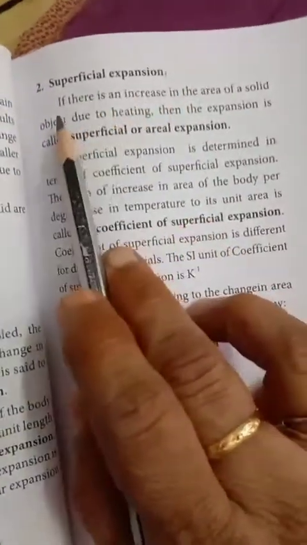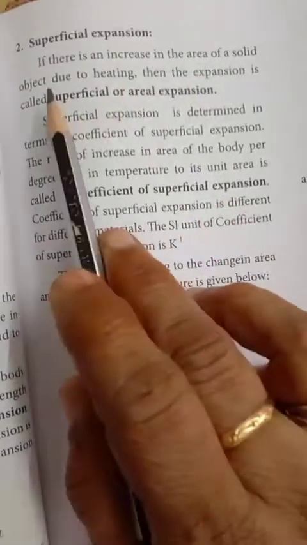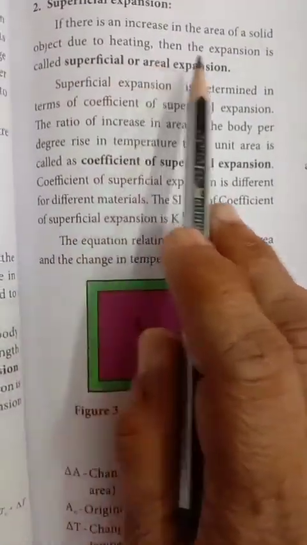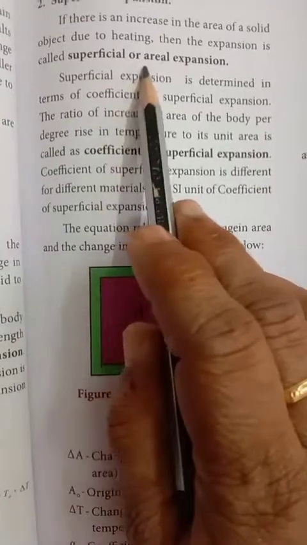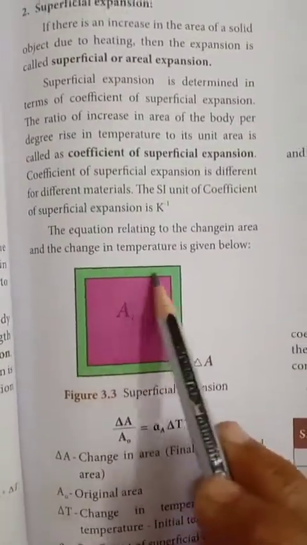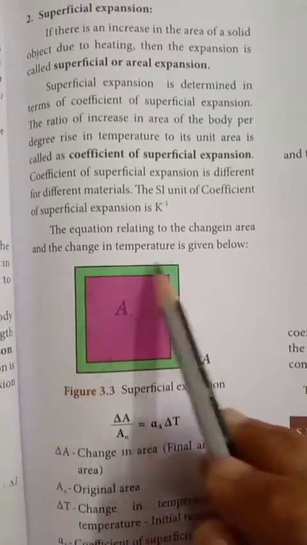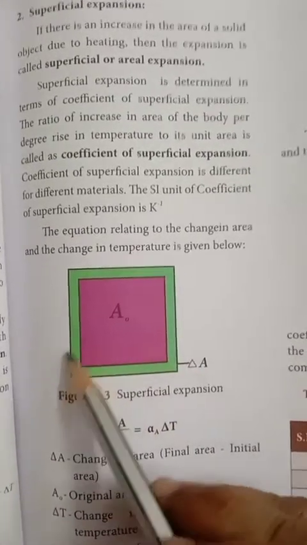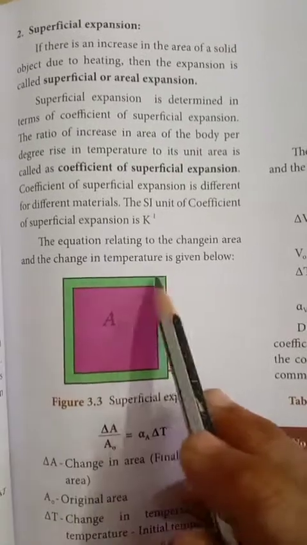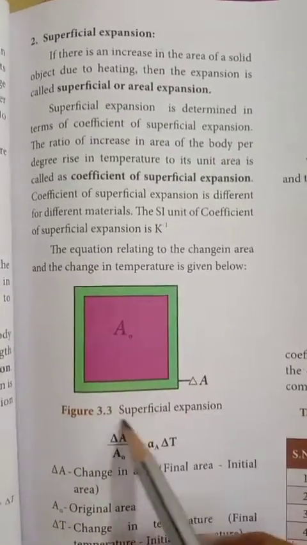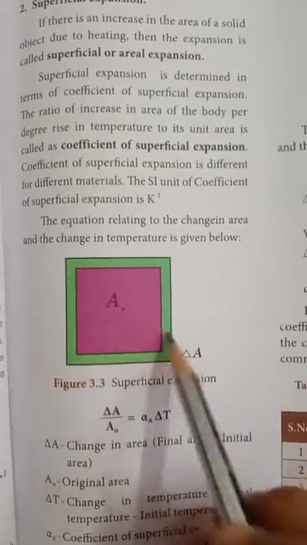And the next one is the superficial expansion. If there is an increase in the area of the solid object due to heating, then the expansion is called the superficial or areal expansion. So this is the area of the thing, and now we are heating, the area will change and it will increase. This kind of areal expansion is known as superficial expansion.